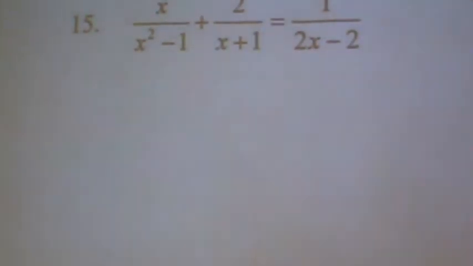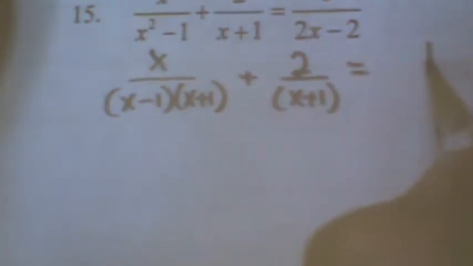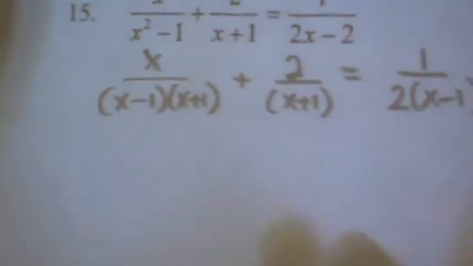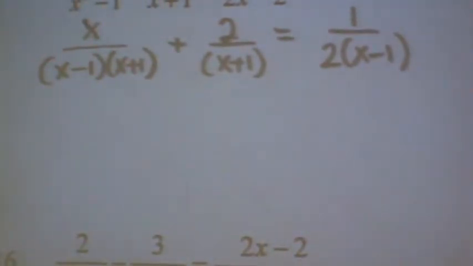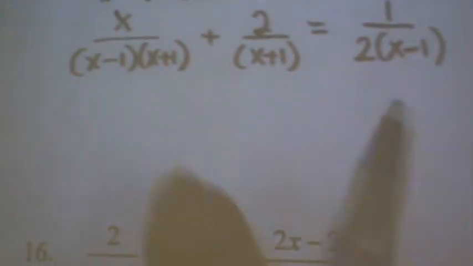What are you gonna first do? What's your first step? You're gonna factor. So what did I just do? I factored the bottoms. What's my common denominator? What am I gonna use to get rid of all these bottoms?